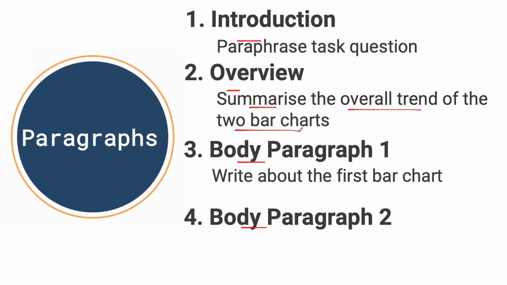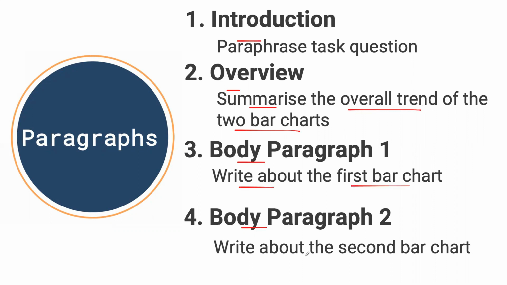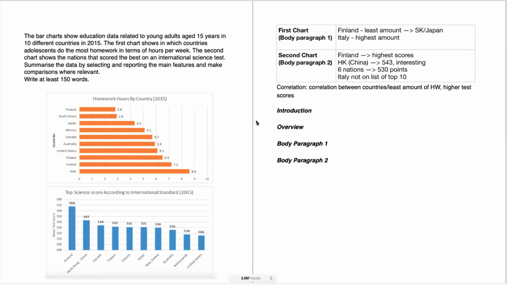In the overview, we are going to summarize the overall trend of the 2 bar charts. And then in our body paragraph 1, we are simply going to write about the first bar chart, and in body paragraph 2, we're going to write about the second bar chart. So the correlation and the overall trends will be written about in the overview, and then each chart will have its own paragraph. So with this in mind, let's start writing. All right, so here we are. We're ready to delve into writing this essay.